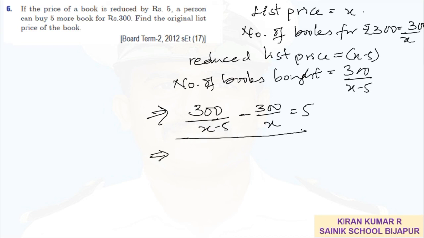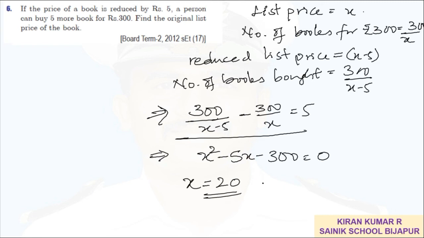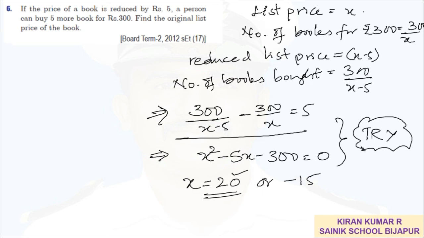Try this, you will get the equation as x square minus 5x minus 300 equal to 0. So the x value will be 20 or negative 15. We should neglect this negative 15, so 20 should be considered. So the original list price is 20. I want you to solve this on your own and get this equation.